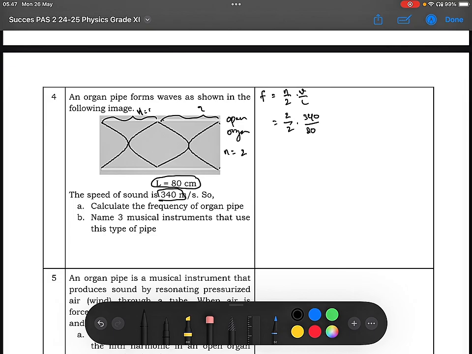Yeah, we can change the unit of length for 80 centimeter, plus 2. Eight, 3, eight, okay. 4.